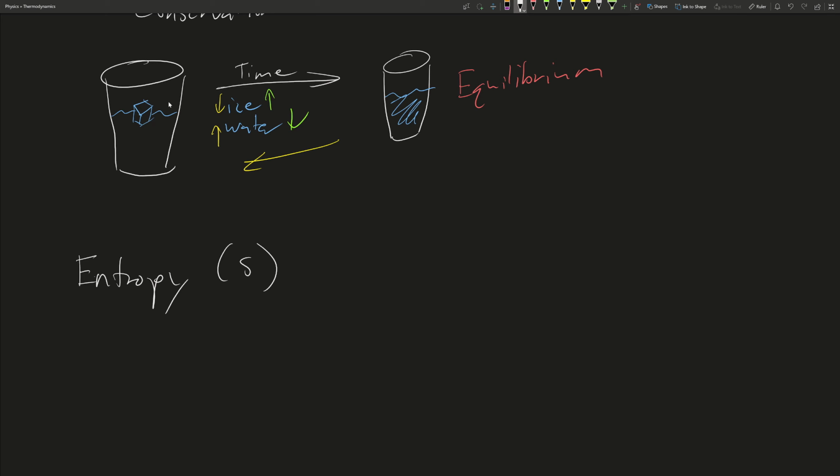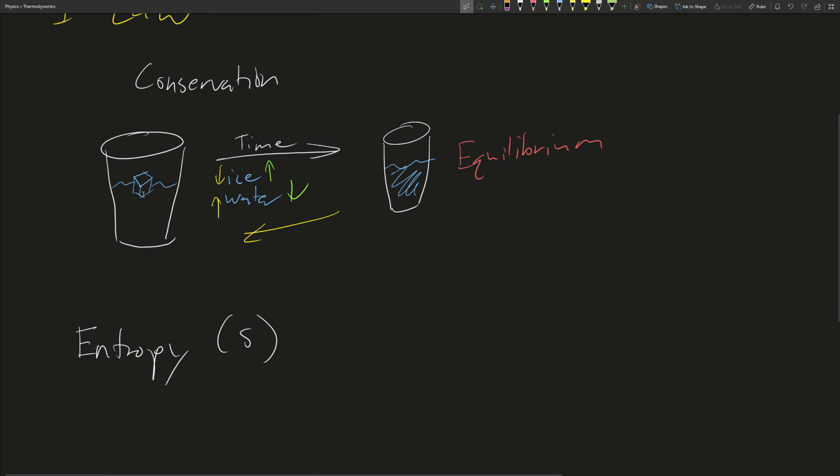So let's consider this ice cube inside of water here. There's a temperature difference between the ice cube and the surrounding water, which means that the temperature difference leads to an energy transfer through heat. And that can be converted to work, or that can be used for work in a different scenario.